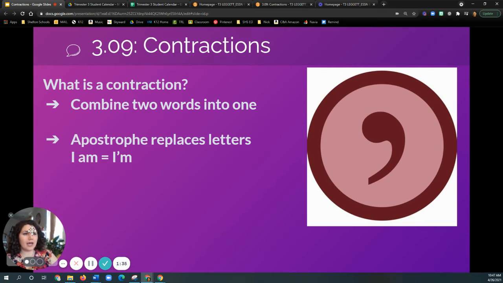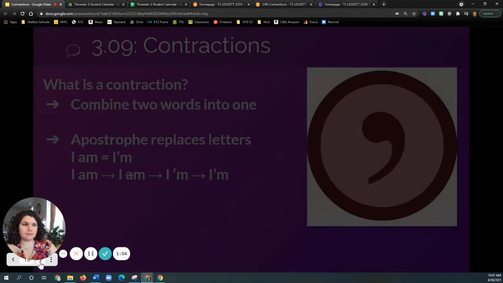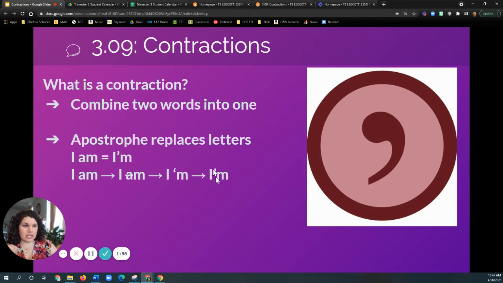Okay. So what is a contraction? We have an apostrophe that replaces some of these letters. So you have the words I am, which goes to I'm, and that apostrophe takes the place of the A. When it's all said and done, you will know that you've spaced an apostrophe correctly because it should be facing the left.